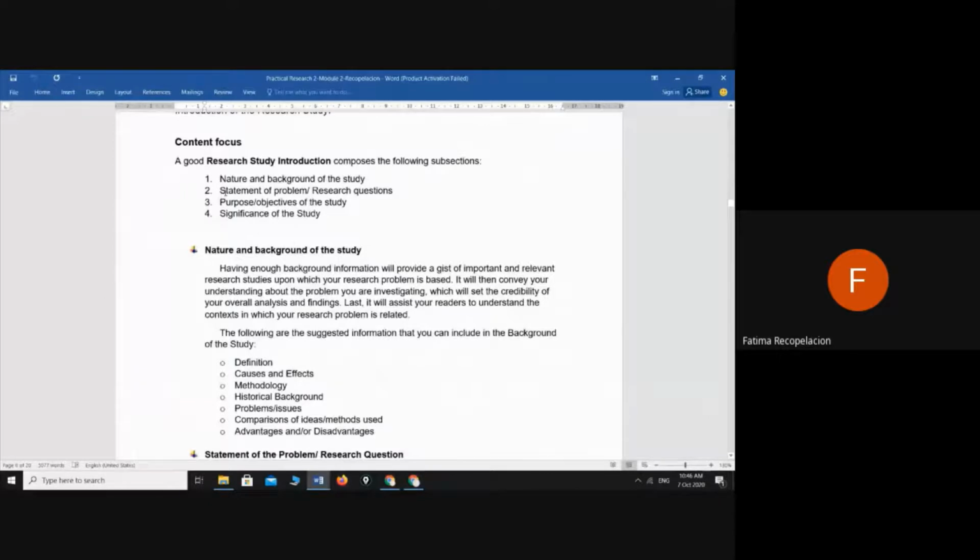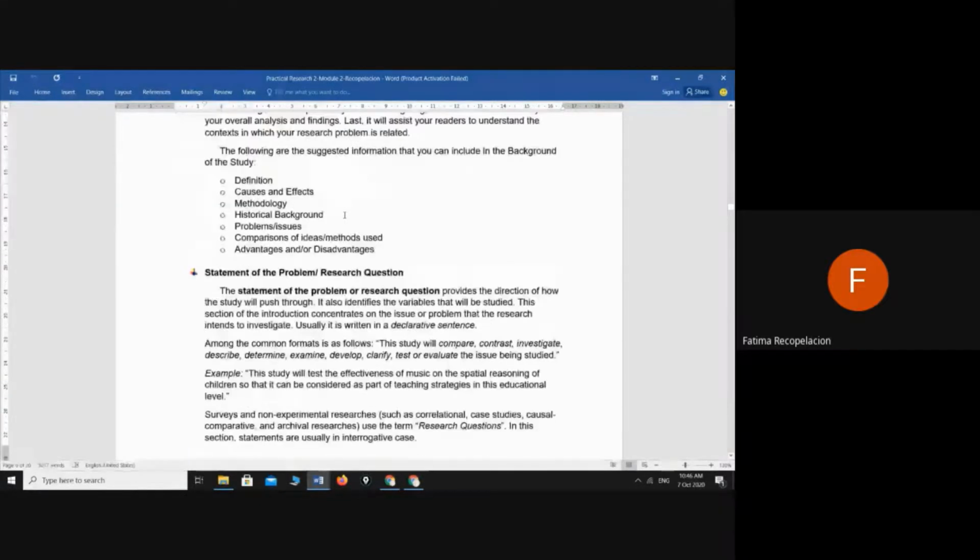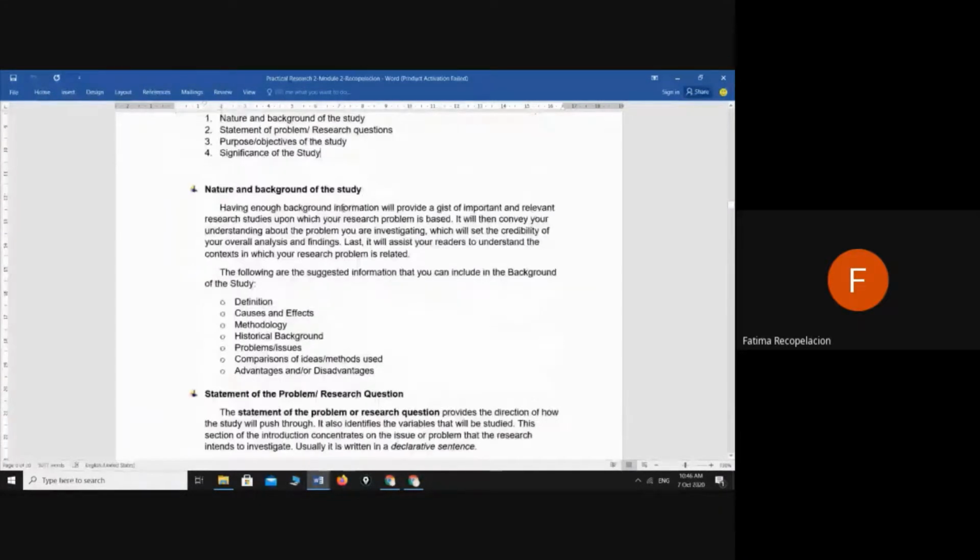A research study introduction generally have these four components. First, the nature and background of the study. Second, statement of problem, or it could also be the research questions. Third one is the purpose or objective of the study, and significance of the study. So we've already tackled nature and background of the study, the statement of the problem or research question.